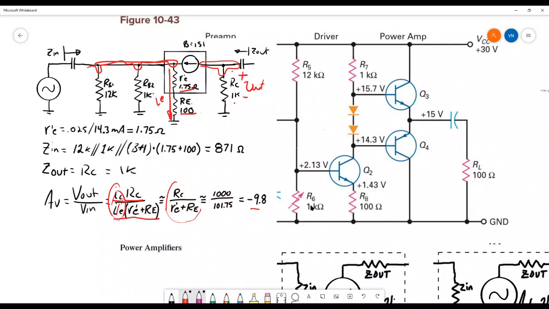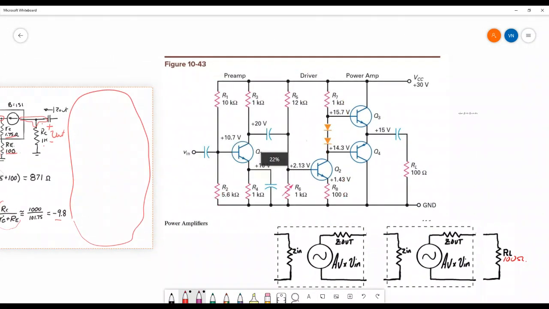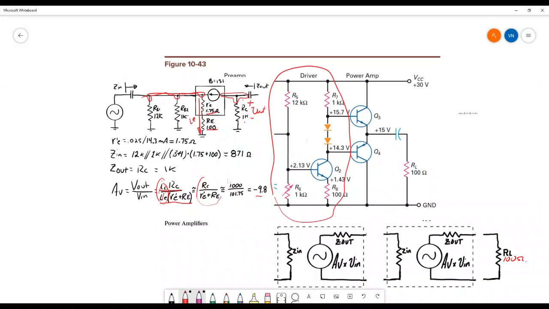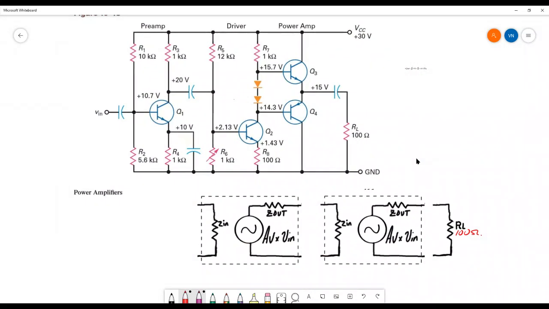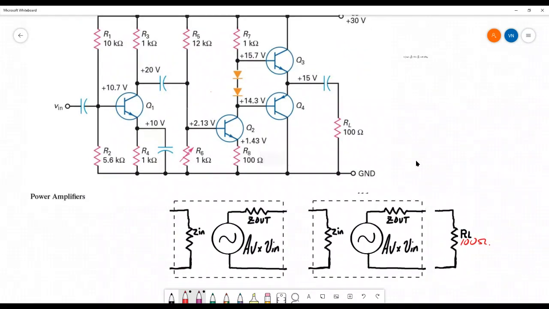So that's this section here taken down to its characteristic values. So let's put those numbers in. I believe this was 871. Zin is 871, gain is minus 9.8, and Zout is 1K.